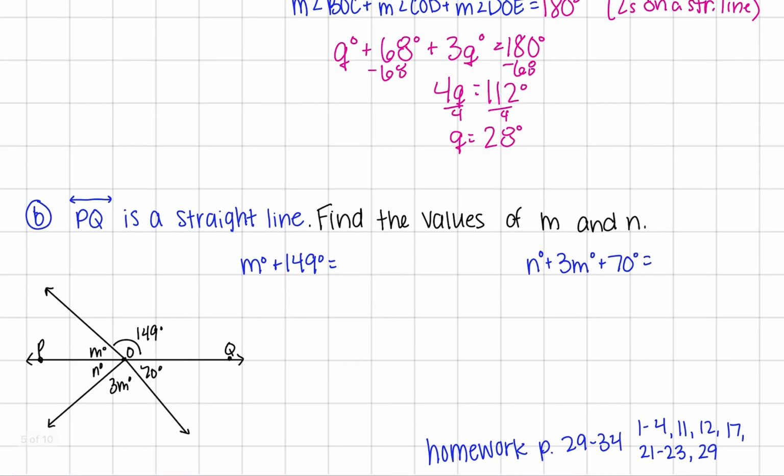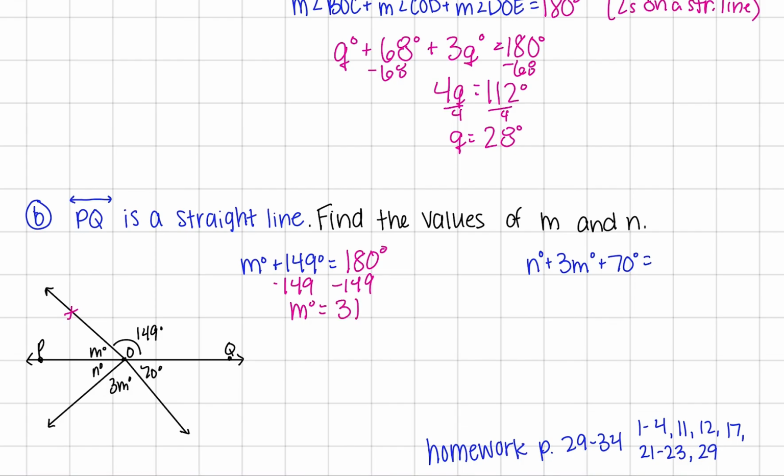Do part B on your own using the given. The line PQ is a straight line, and use what's given in the diagram. Come back and check your work. So you should have done that 149 plus the measure of angle M is 180 degrees because, and this doesn't have letters, you could add letters if you wanted to, Q, O, X plus XOP, which is M. We subtract 149 from both sides, and the measure of M equals 31 degrees.